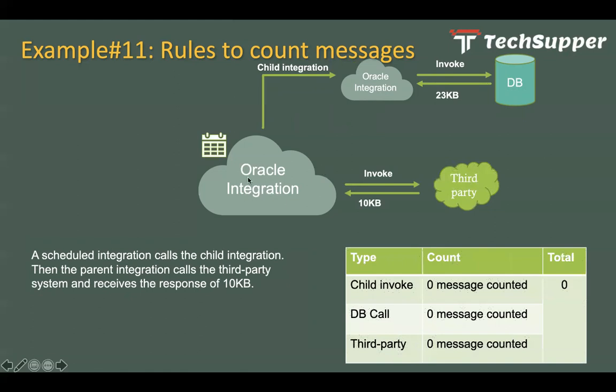So for Oracle integration to call a child integration via the integration action, that call will be waived off and nothing will be counted because it's an internal call. So Oracle will not charge anything. And Oracle integration is calling the database, but it is sending the response of 23 KB, means nothing will be counted. Child invoke, no message. DB call, no message. And third party system, again, nothing will be charged because you have received the response within the 50 KB limit. Then total 0.